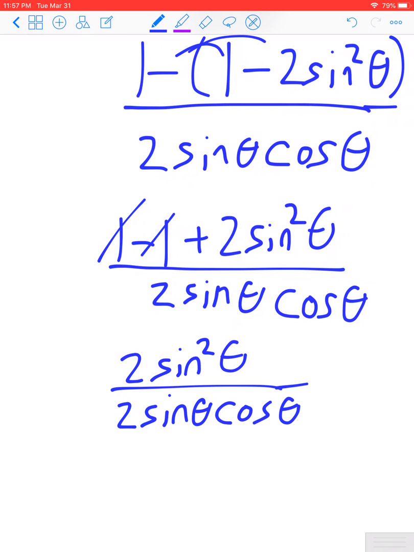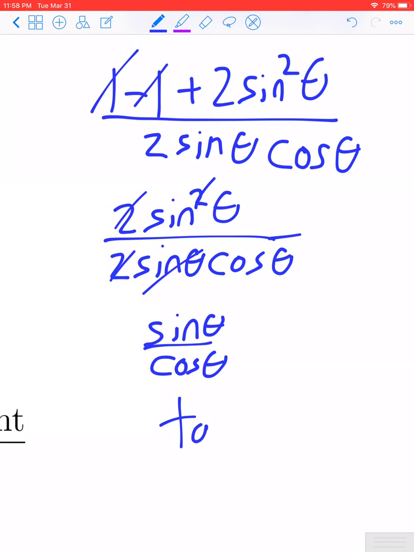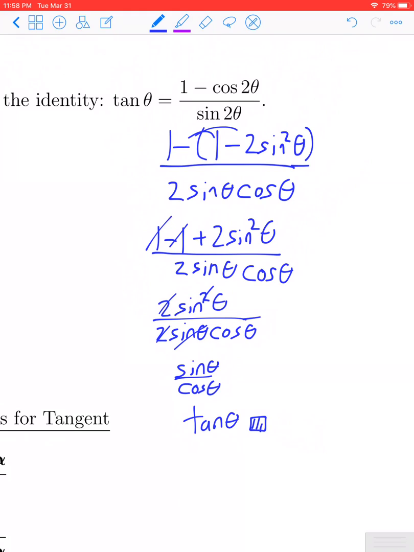And now we're able to cancel some common factors. The 2's cancel. We can cancel 1 power of sine in the numerator with 1 power of sine in the denominator, leaving us with sine theta over cosine theta, and we know that that is the quotient identity for the tangent of theta, which is what we were trying to show. So this has verified the identity.